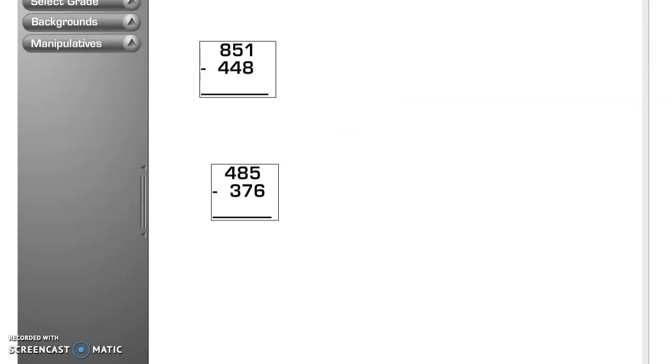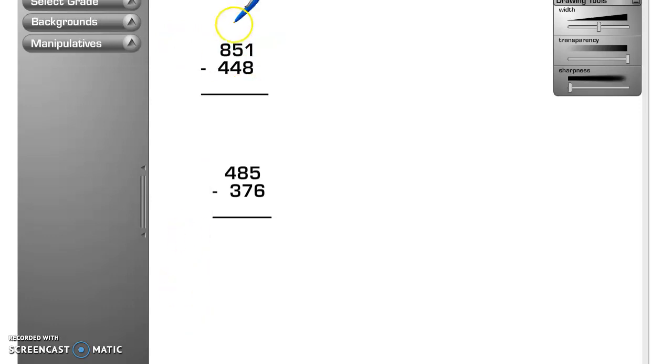This next problem, we're going to do using place value. So 851 minus 448. We're going to take this 1 and make it an 11 because we cannot do 1 minus 8. We know that we borrowed it from this 5, so this is going to be a 4. So 11 minus 8 is 3. 4 minus 4 is 0. And 8 minus 4 is 4. So my answer is 403.